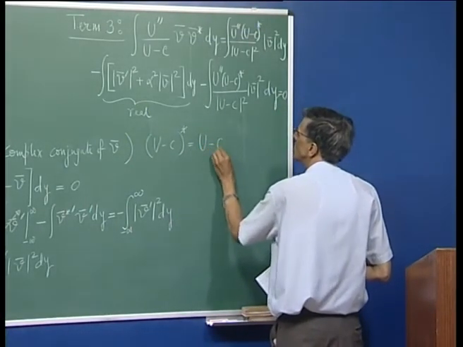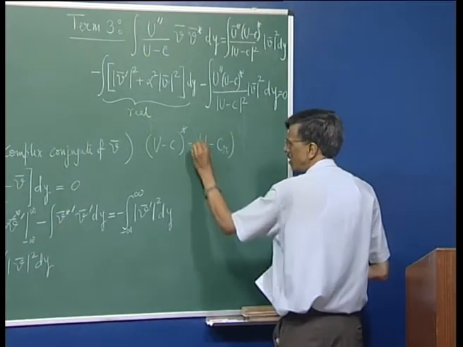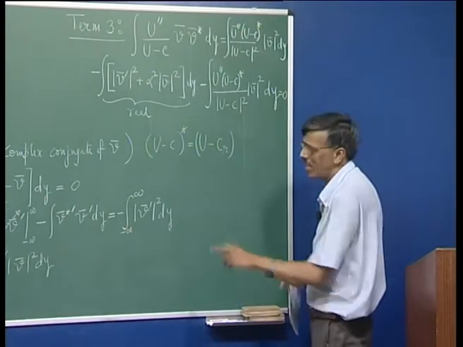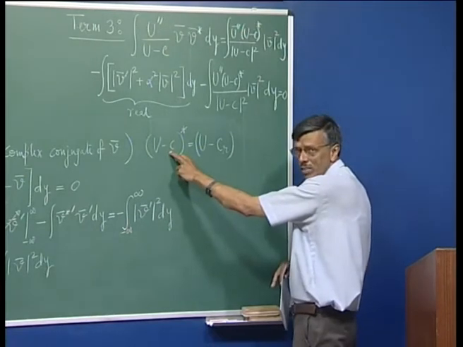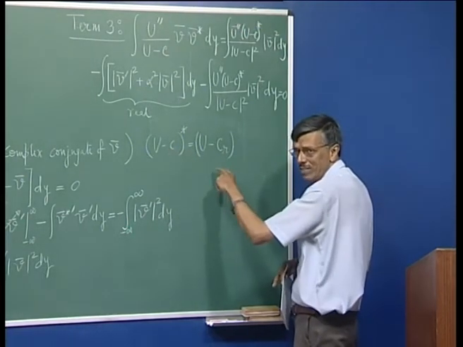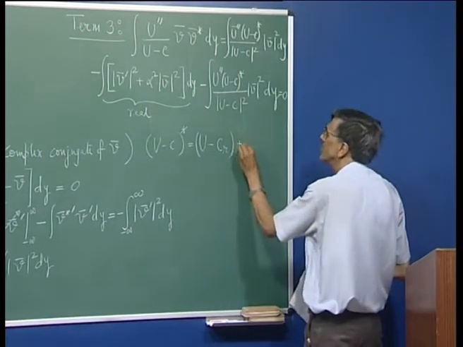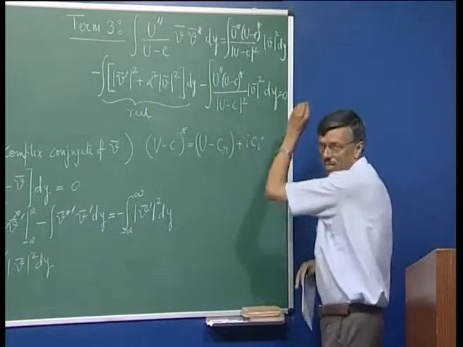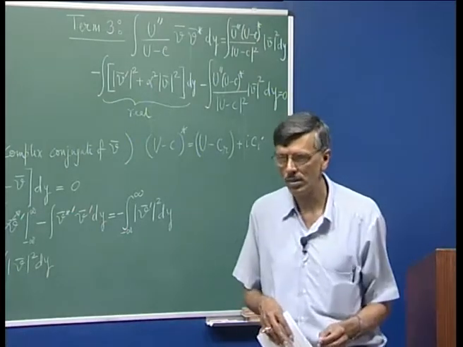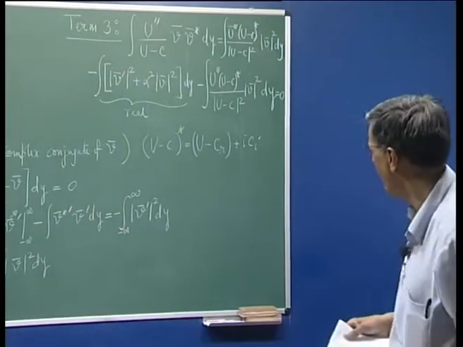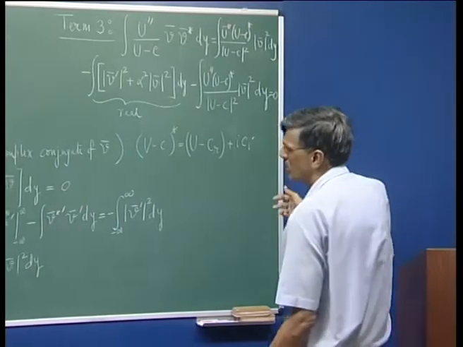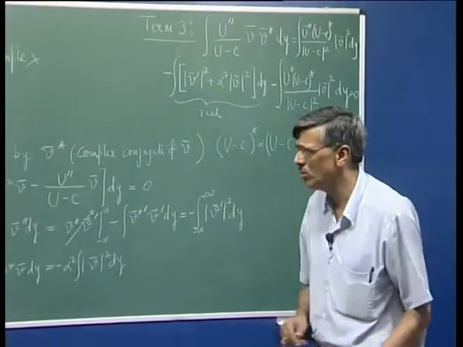U minus c real, that is the real part, and there is a conjugation. So that will be C r minus i C i, there is a minus i there. So that makes it plus i C i. Okay. So now you can understand what you have. You have that equation 14 over there.